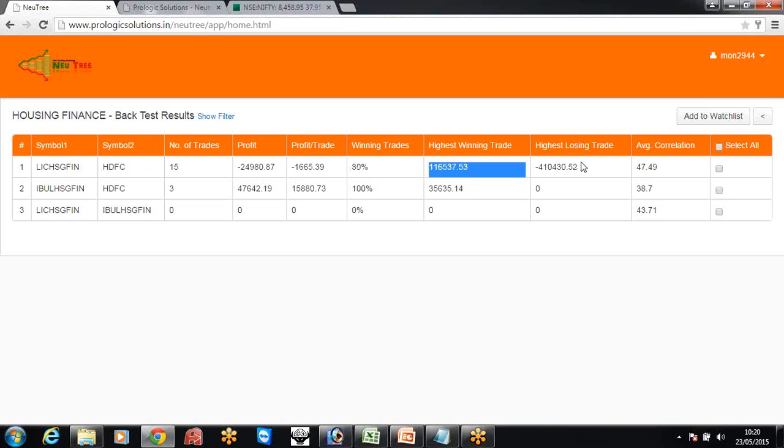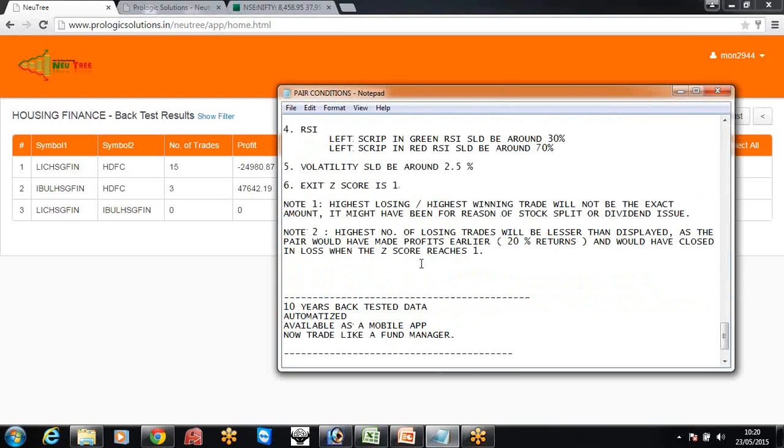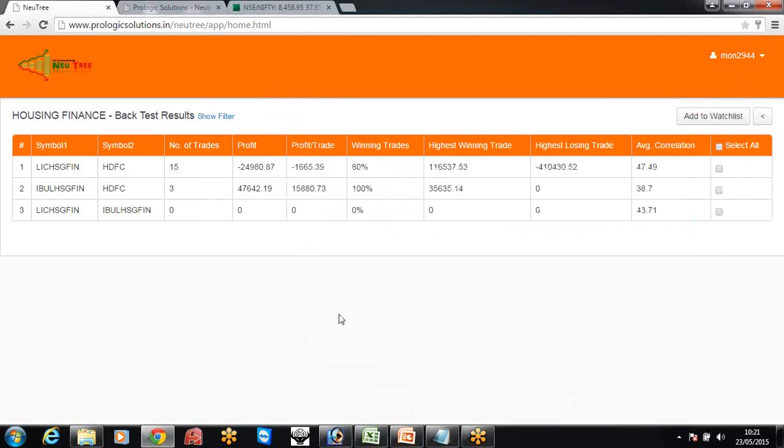The highest winning trade and the highest losing trade, I will come back to that. The highest losing and winning trade will not be the exact amount. It might have been for a reason of stock split or dividend issue. And the next note, what you'll have to see is the highest number of losing trades will be lesser than what they have displayed. As the pair would have made profits earlier, that is, we are looking at 20% profit on each trade, and it would have closed in loss when the z-score reaches 1. I'll come back to this.